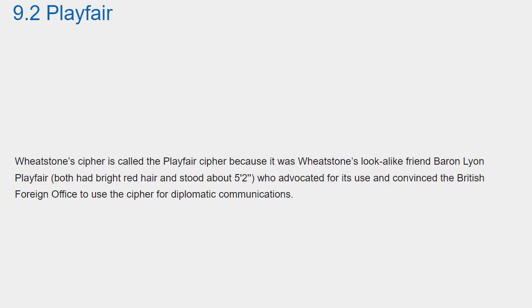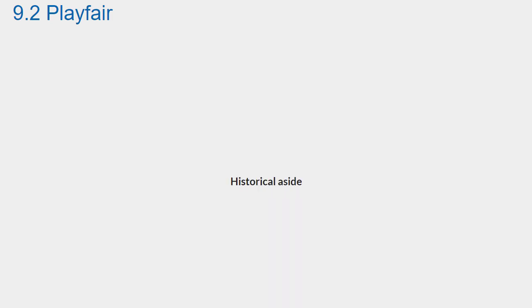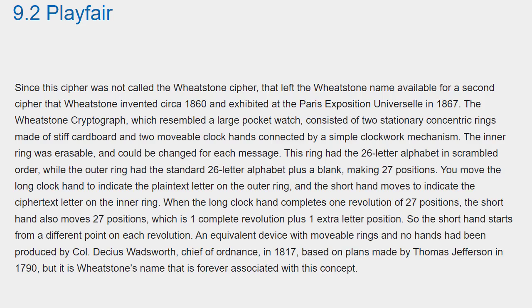Wheatstone's cipher is called the Playfair cipher because it was Wheatstone's look-alike friend, Baron Lyon Playfair, both had bright red hair and stood about 5'2", who advocated for its use and convinced the British Foreign Office to use the cipher for diplomatic communications. Historical aside.